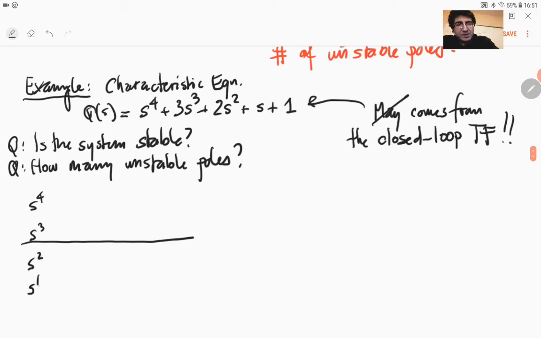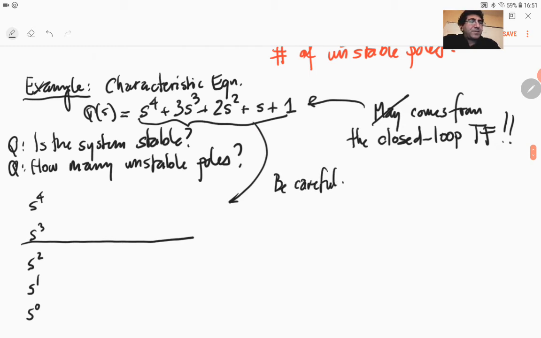S2, S1, and S0. So when you are projecting coefficients from here to the Routh array, be careful, because if you have, for example, a missing coefficient, you know that the system is unstable, but you still want to maybe know how many poles are unstable, and in order to construct a proper Routh array, you need to also consider any zeros in between, okay?